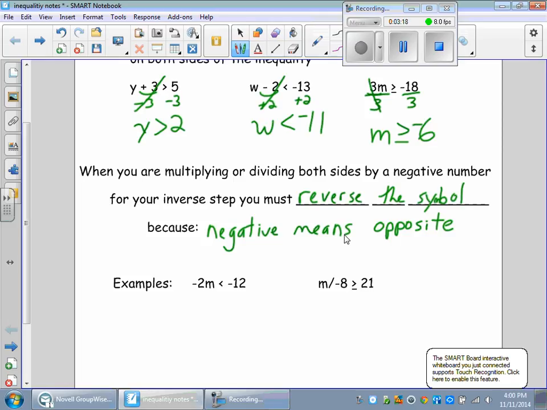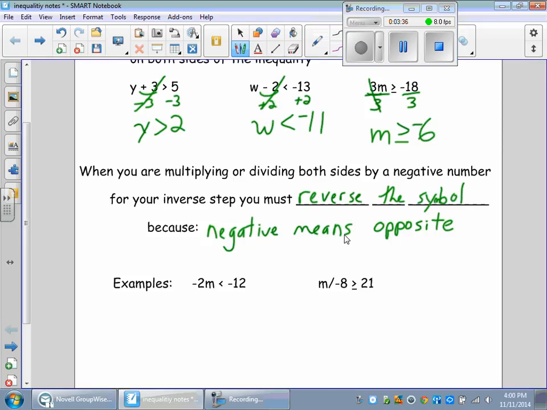So in the problem, negative 2m is less than negative 12. What that's saying is the opposite of 2m is less than negative 12. So if the opposite is less than, the actual number will be greater than.